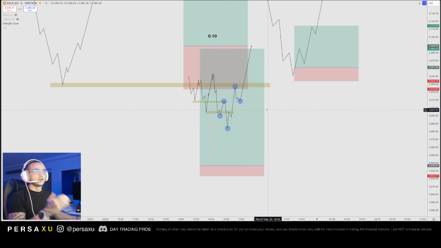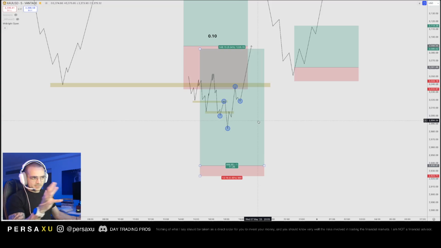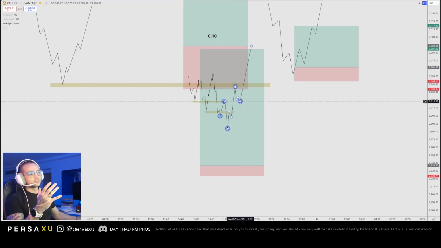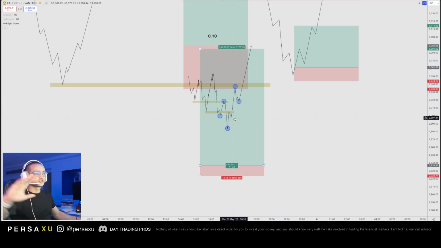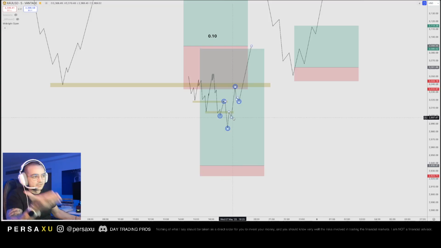Okay, so this is more or less my strategy, basically. And this is how you could also interpret this as a change in price delivery, or a shift in market structure, change in character. There's different terms. I just like to see a V. That's what my brain sees, and I call it a V shape.